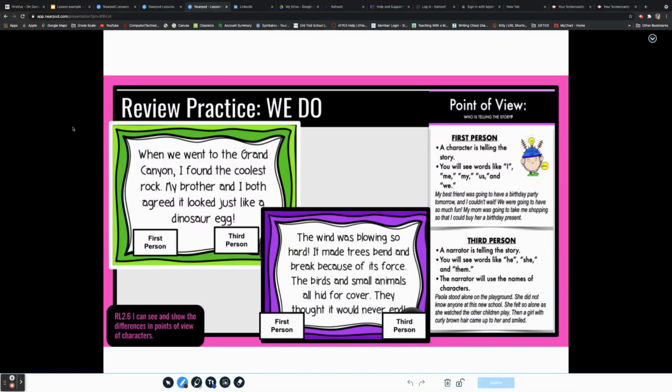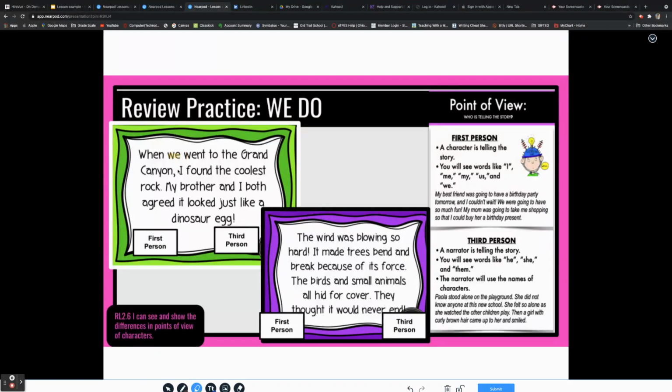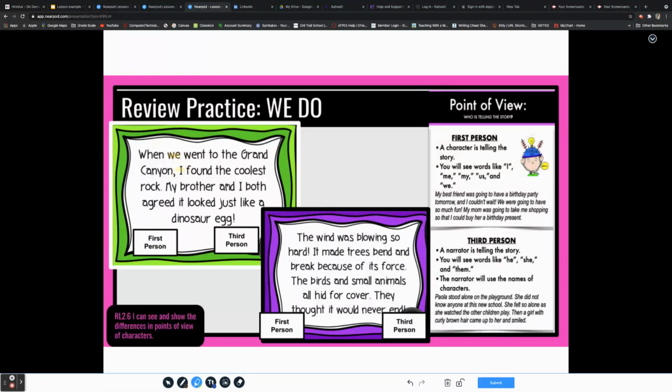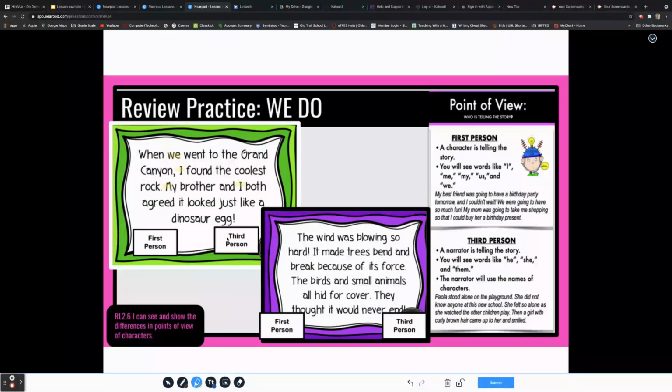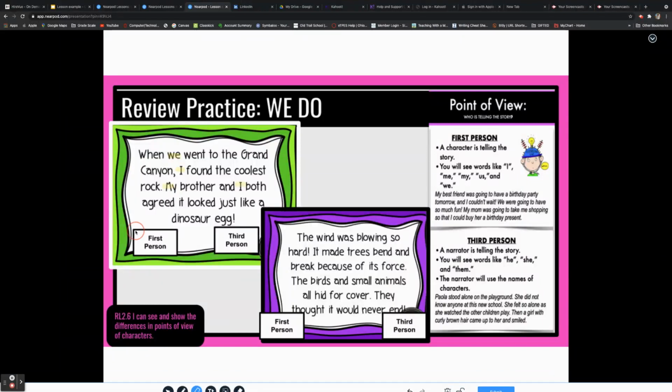So, for example, these are the tools that they would have down beneath here. So they would have to highlight. Okay, so I see my and I. Okay, that tells me first person. So this should not take more than just a few seconds here.